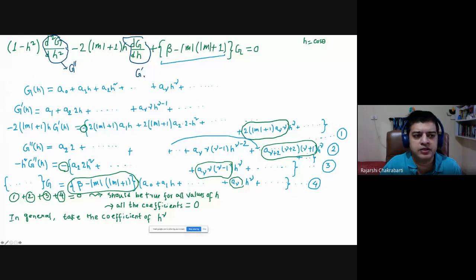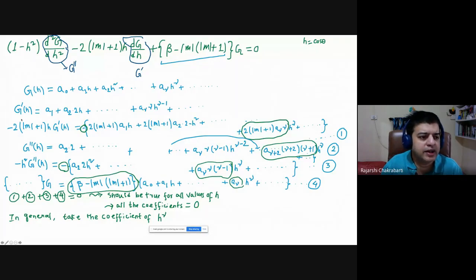We had derived this equation involving G. G is a function of small h, which is nothing but cos theta. From there, we said I can write G of h as a series expansion in h. So it will be given by a0 plus a1h plus a2h squared. So you have an infinite number of terms. A general term would be a nu times h to the power of nu.